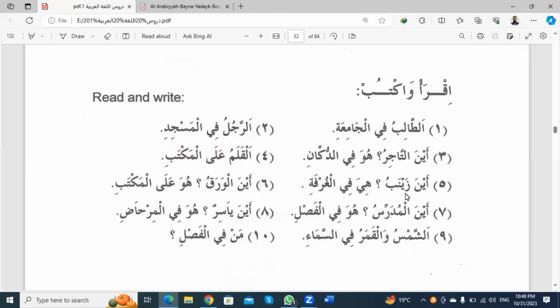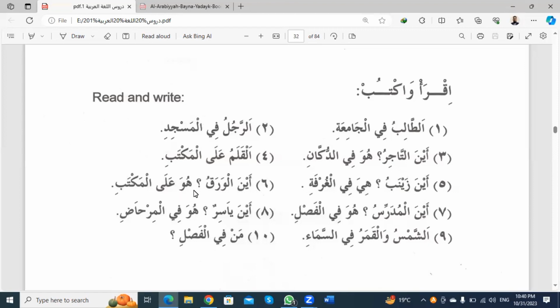أين زينب? Where is Zainab? هي في الغرفة. She is in the room. أين الورق? Where is the page? هو على المكتب. It is on the desk. It is. So هو means it here.